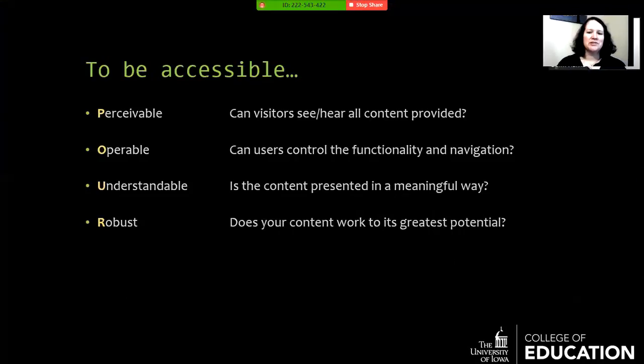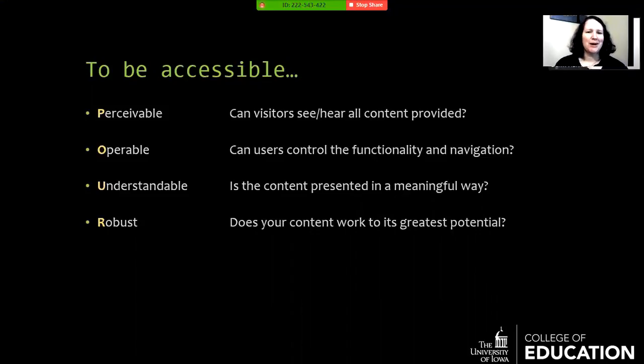Understandable. So understandable is, are you presenting your material in a meaningful way? Do your links make sense? Do you have proper structure and navigation? Do people understand from one page to the next? Will they know where your menus are? What is main content and what is extra?